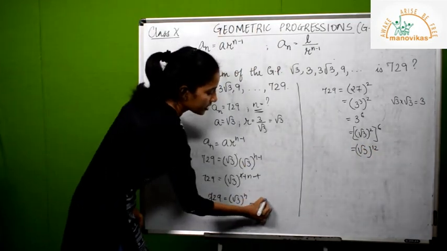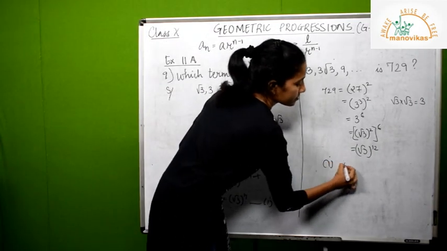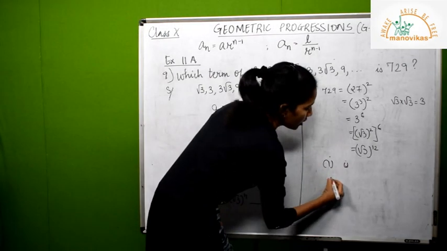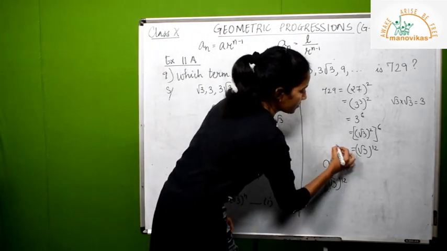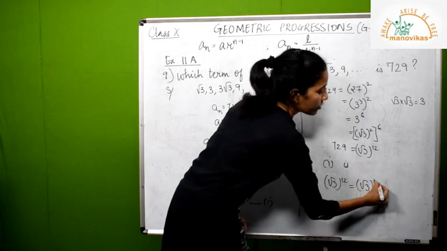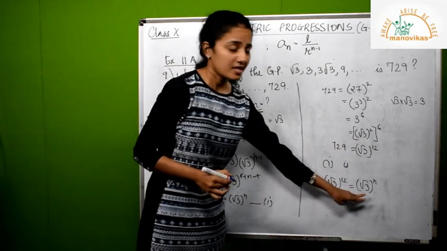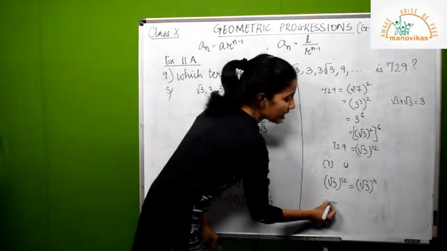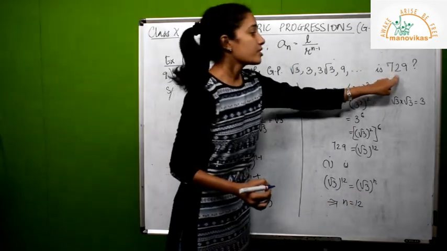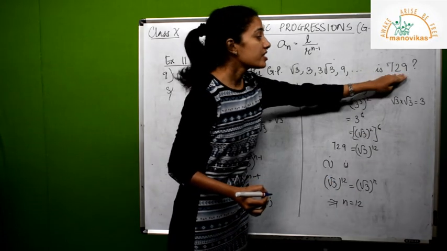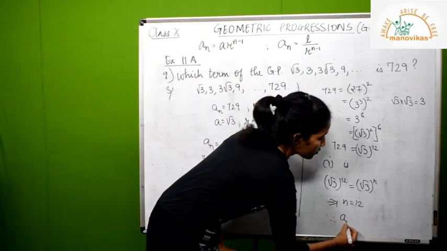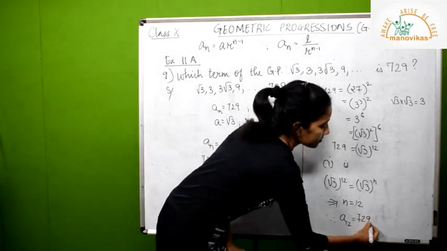So therefore, in this statement, in place of 729, I will be writing root 3 the whole raised to 12. This is 729 is equal to root 3 the whole raised to n. Now since the bases are the same and they are equated, this implies that the indices are also the same. So which term of the AP is 729? It means the position of this number in this sequence is 12. So that is A12 is equal to 729.